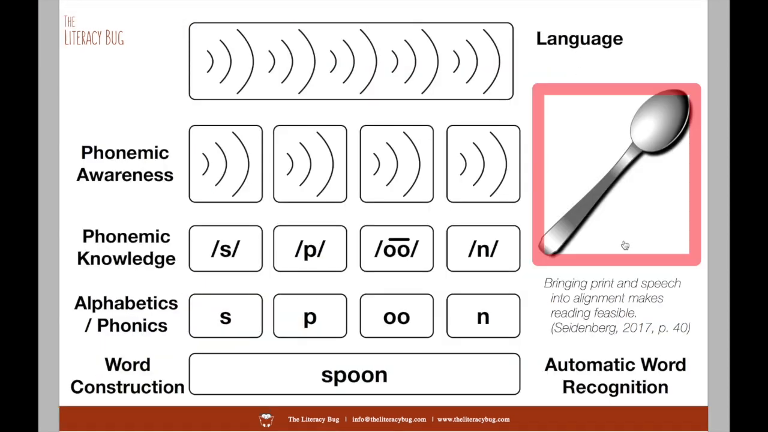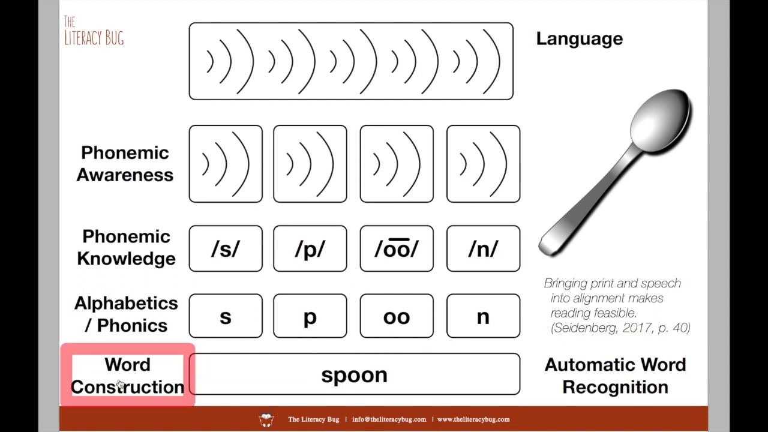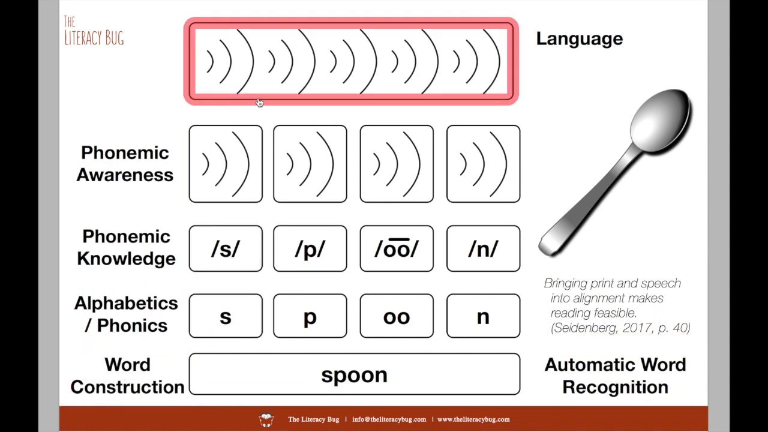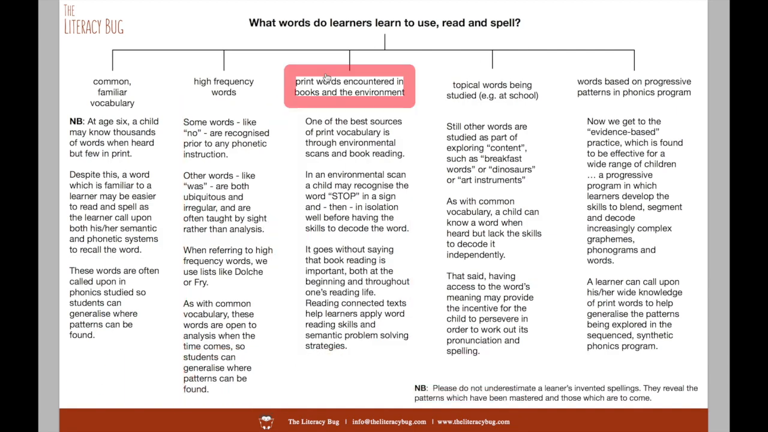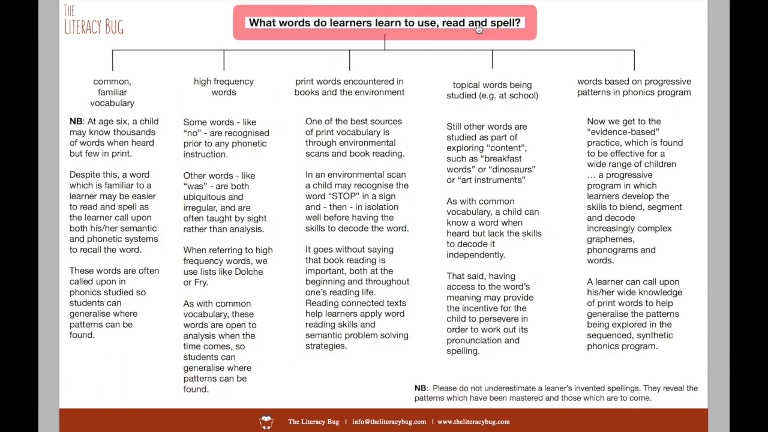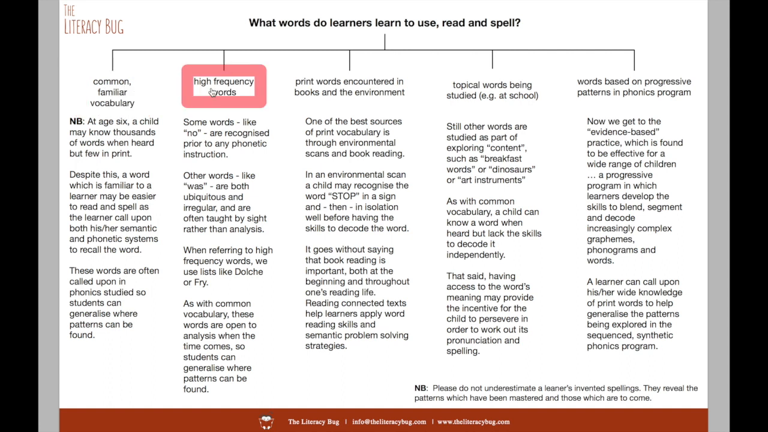So on to automatic word recognition and construction, because these are all just the means to the end. The end is to be able to say, I know that word, I can write that word, I can handle language with ease and skill. And so we want learners to be able to use, read, and spell common vocabulary, high-frequency words, print words that are encountered frequently in books and in the environment, topical words being studied at school like focus words, as well as words based on a progressive pattern in a phonics program.